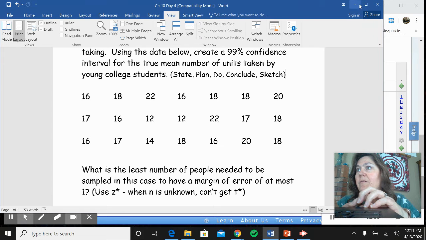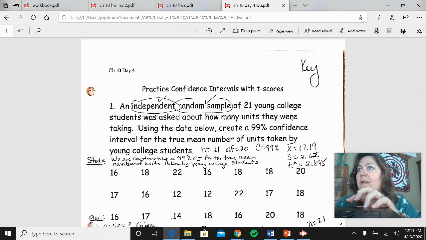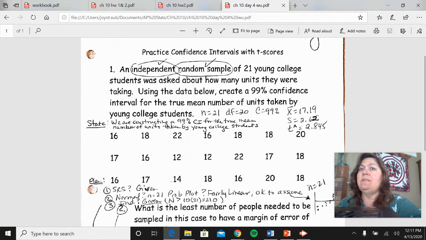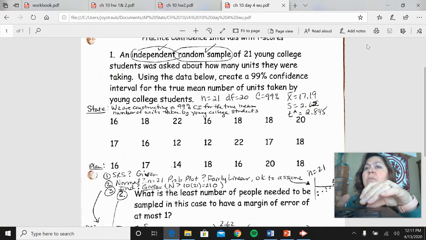Okay, I'm going to go to the answer key here and let's see how we did with both of these now. Notice in your state that you should have had that we are constructing a 99% CI for the true mean number of units taken by young college students. So notice my state has what it is we're constructing along with my true parameter and context.